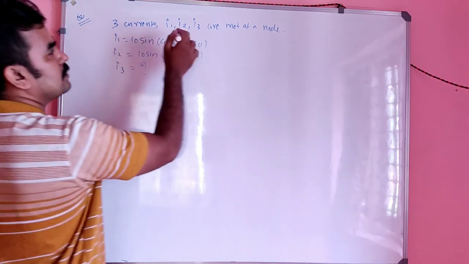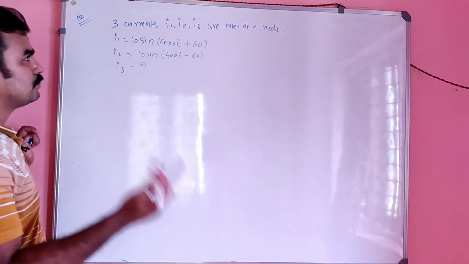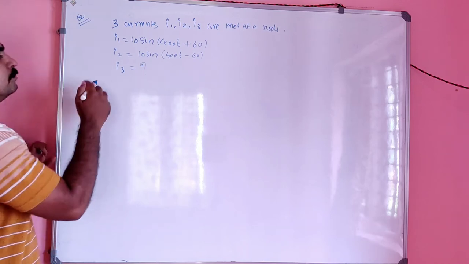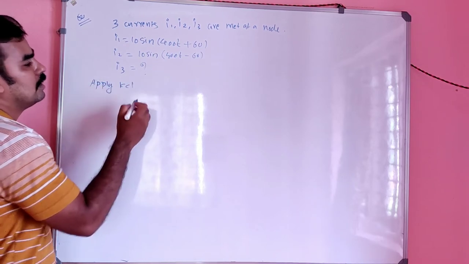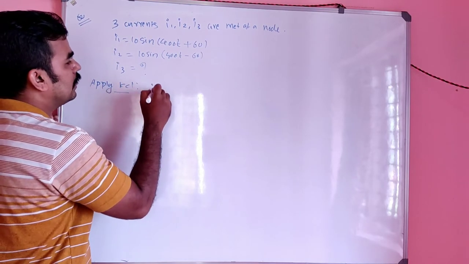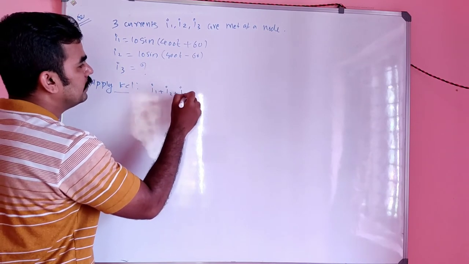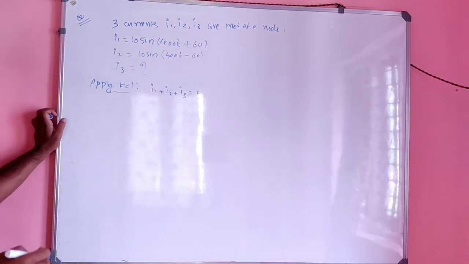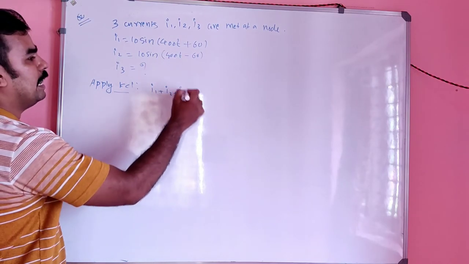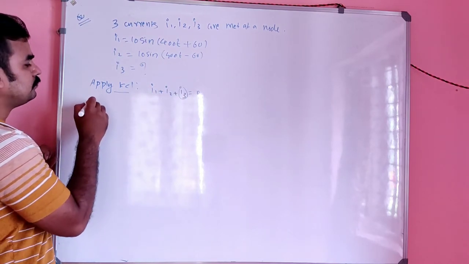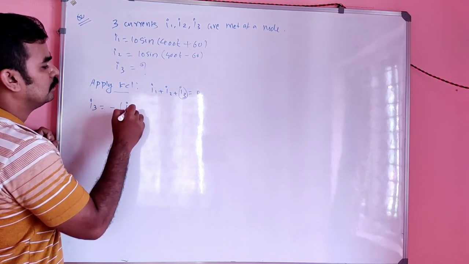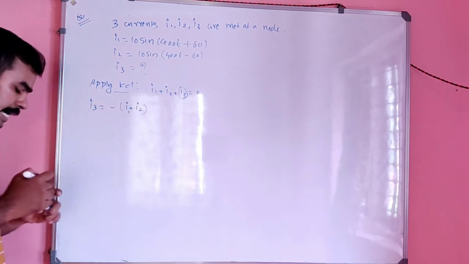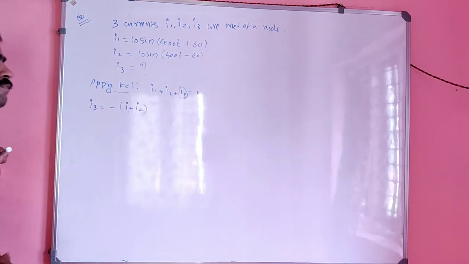Let's see. Three currents I1, I2, I3 meet at a node. So according to KCL, apply KCL: I1 plus I2 plus I3 equal to 0. In other words, we have to find I3. I3 will be equal to minus of I1 plus I2. Am I correct? Okay.